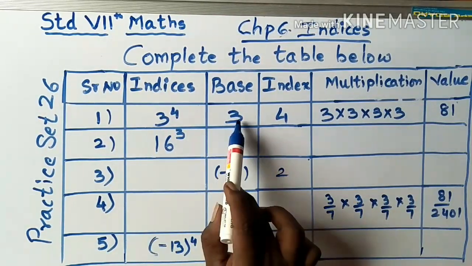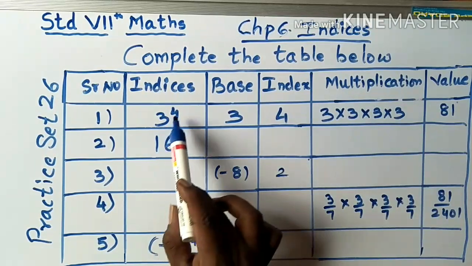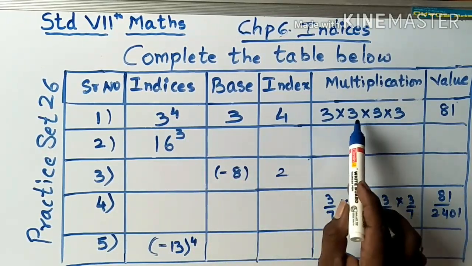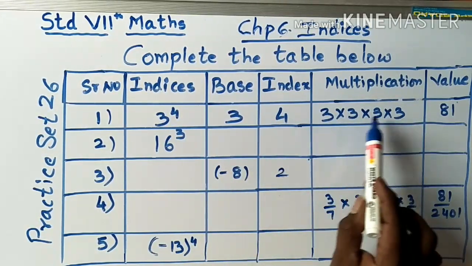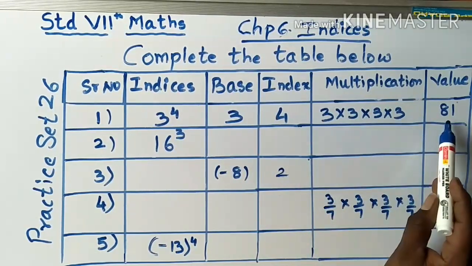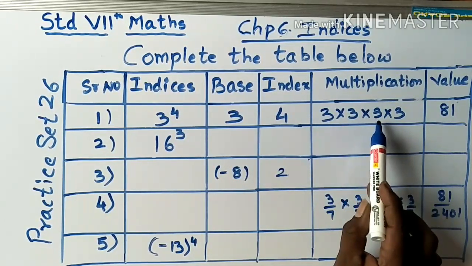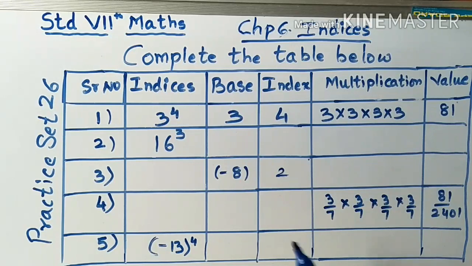Now 3 is the base, 4 is the index. Now what is the multiplication? 3 should be multiplied 4 times: 3 into 3 into 3 into 3, 1, 2, 3, 4. So when you multiply 3 four times, you get 81. Like 3 3s are 9, 9 3s are 27, 27 into 3 is 81.